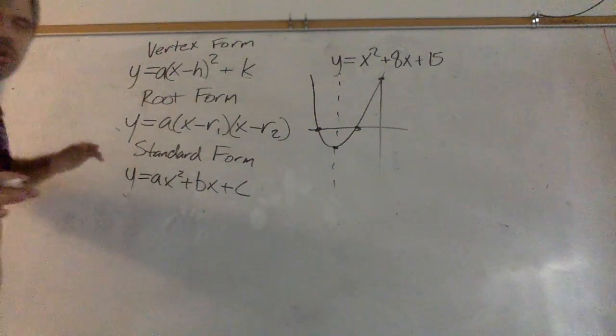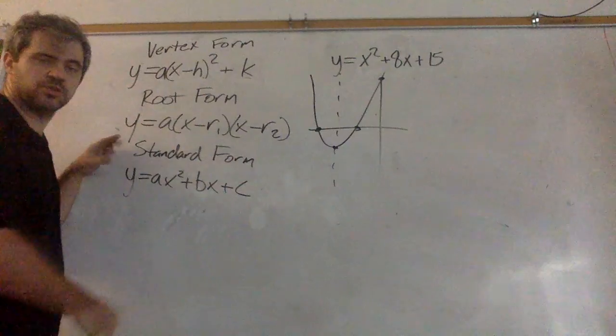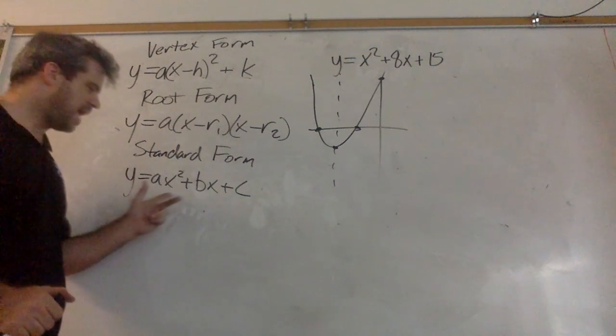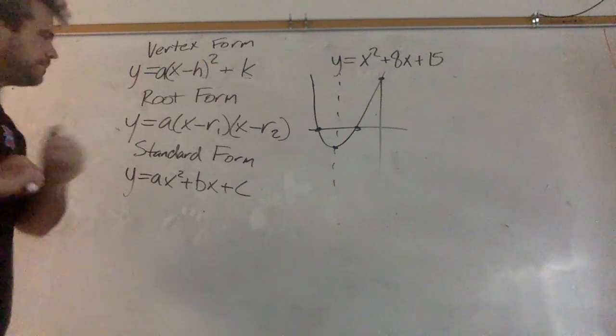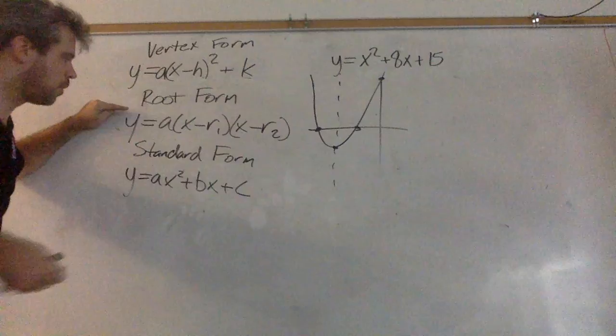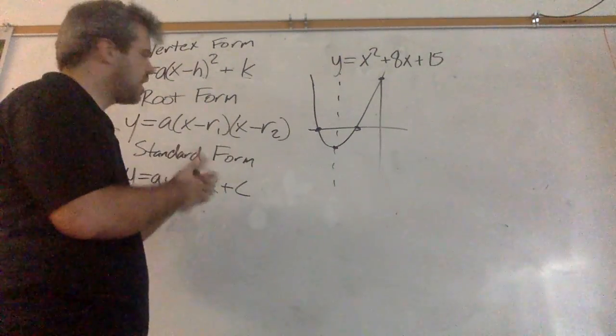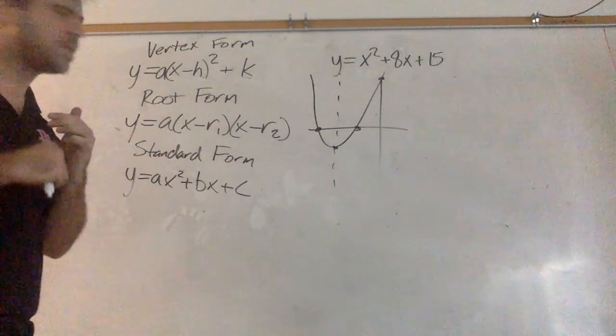So there's three forms that we're going to look at. One of them is standard form, which is what we've been used to, y equals ax squared plus bx plus c, just like when we were doing quadratic formula. There's also root form, which is basically the factored form. So if we factor everything out, then our roots become really obvious, our x-intercepts.